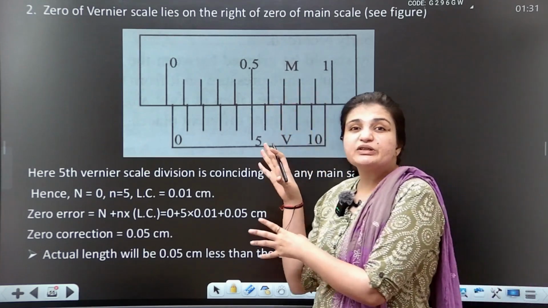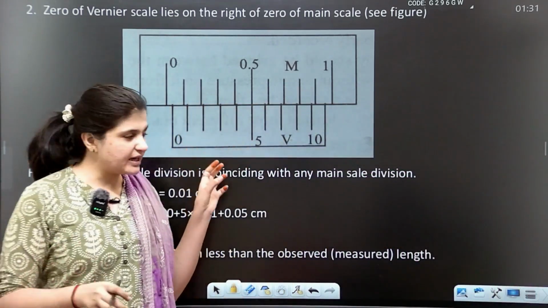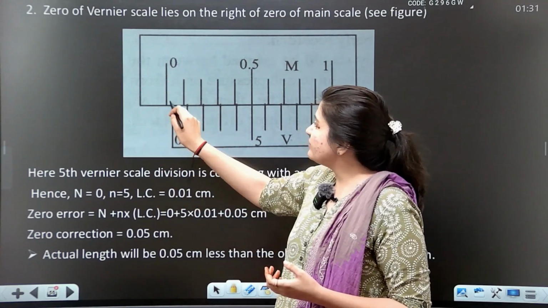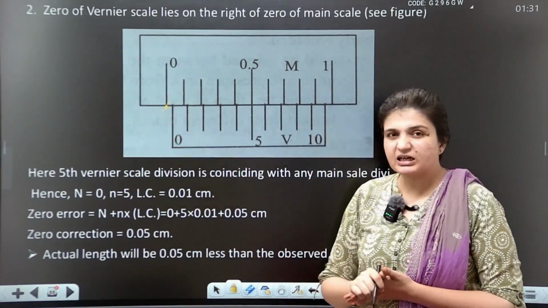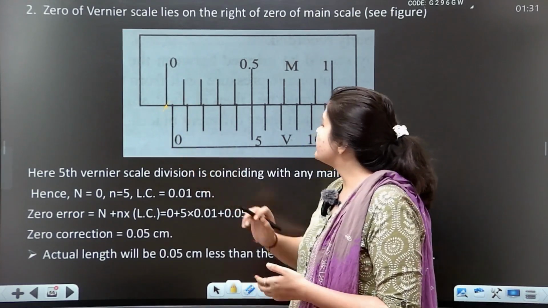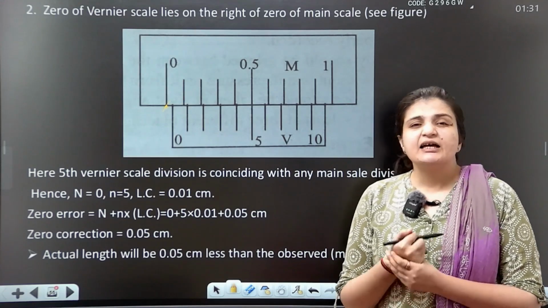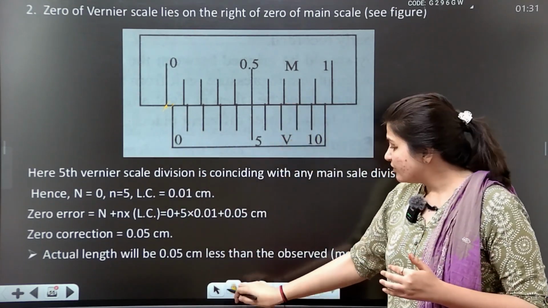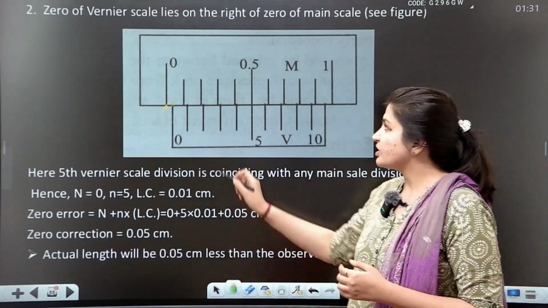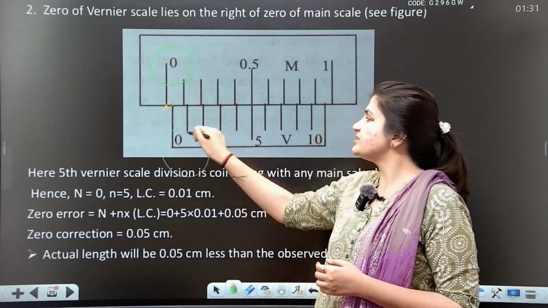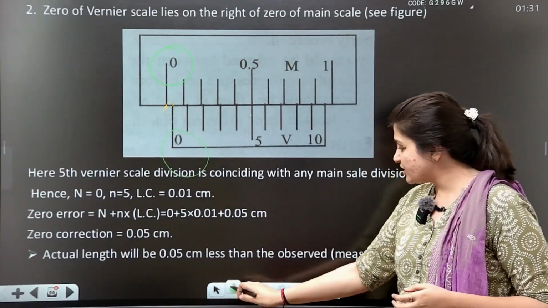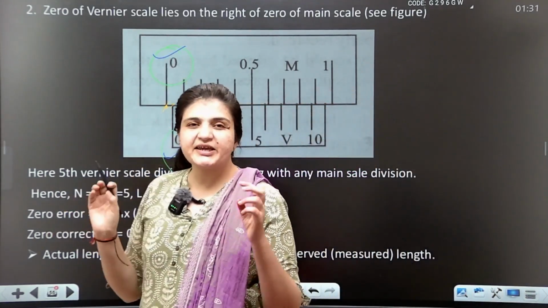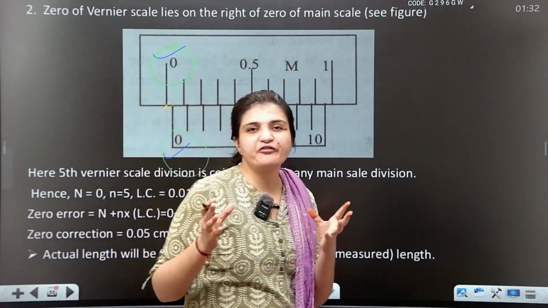Now let's come to another case. Here we have the main scale and the vernier scale. We see that the vernier scale 0 division is not coinciding with the 0 of the main scale division. So the 0 of the main scale is not coinciding with the 0 of the vernier caliper. In this case, there is a certain type of zero error.